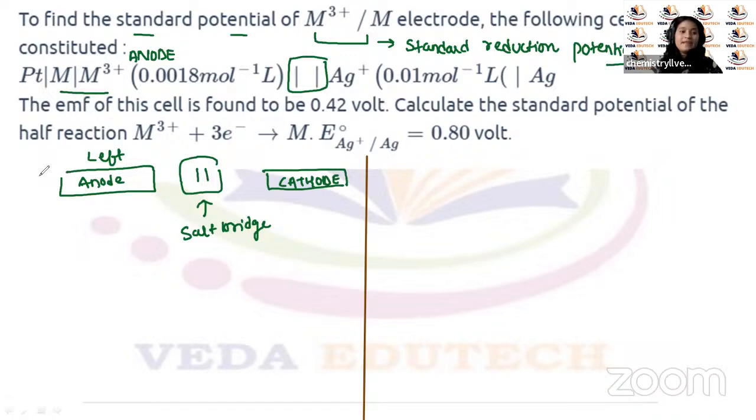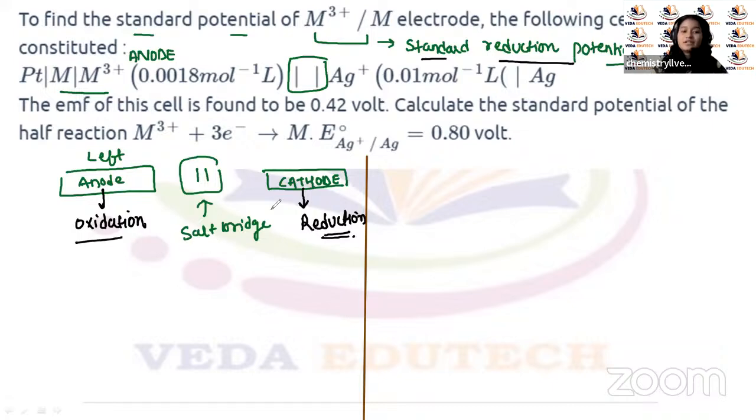And one more thing that we need to remember: at the anode, what reaction is taking place, children? Oxidation is taking place. And what is the reaction that takes place at the cathode? Reduction takes place. So these are the basic things you need to know before starting this. The cell representation is given and we have to convert it into the cell equation. So let us convert it into the cell equation, children.